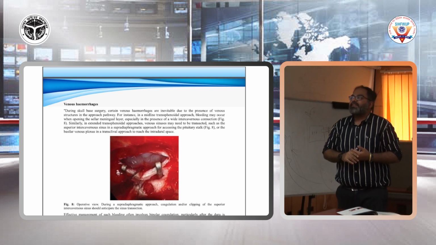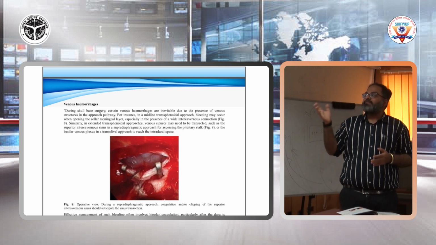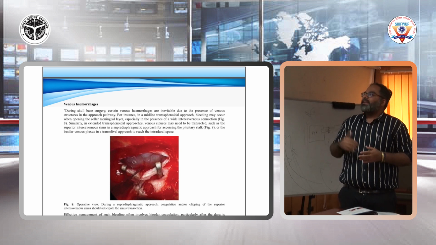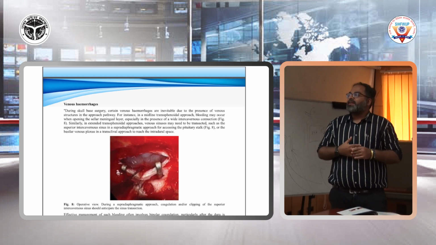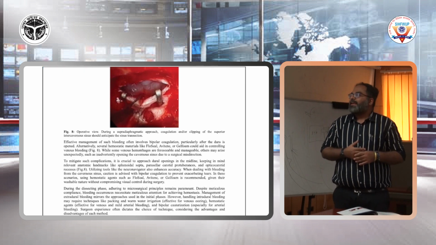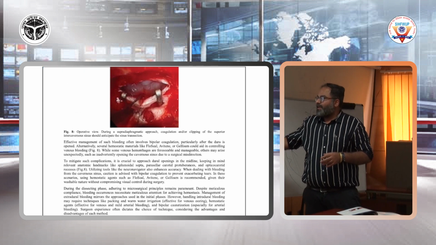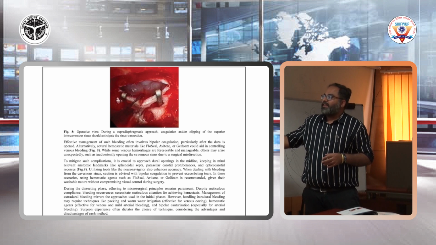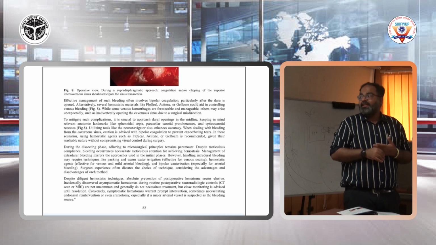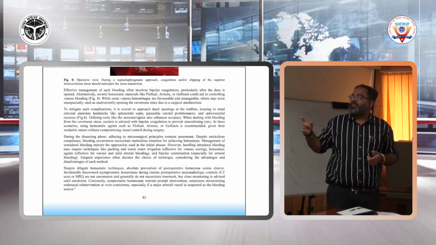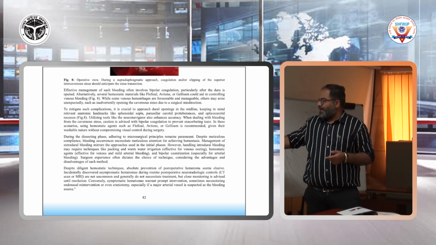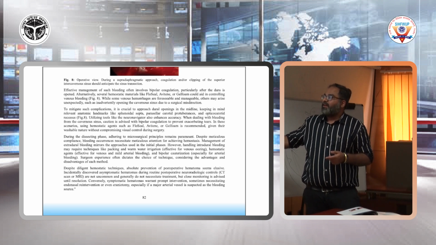So vascular complications, next is venous. During skull base surgery, certain venous hemorrhages are inevitable due to the presence of various venous structures in the pathway. For instance, in the midline transsphenoidal approach, bleeding may occur from the sellar meningeal layer, especially in the presence of a wide intercavernous connection. So depending on the approach, venous complications are not very tough to handle. Compression using materials like Floseal, Avitene and Gelfoam can also be used to prevent and manage such complications.